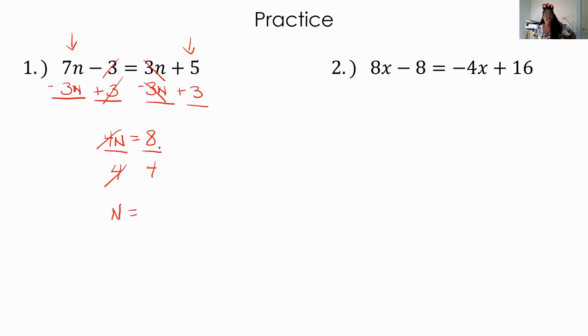What? So 8 divided by 4 gives me 2. So my solution for number 1 is 2.